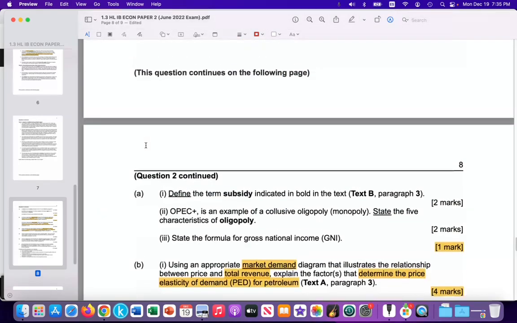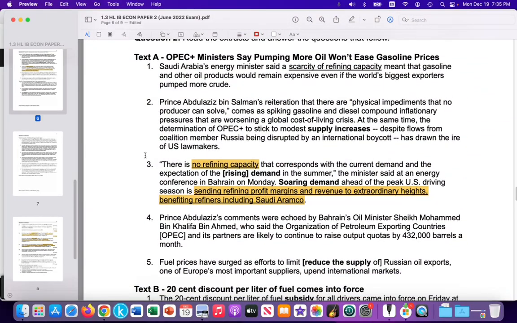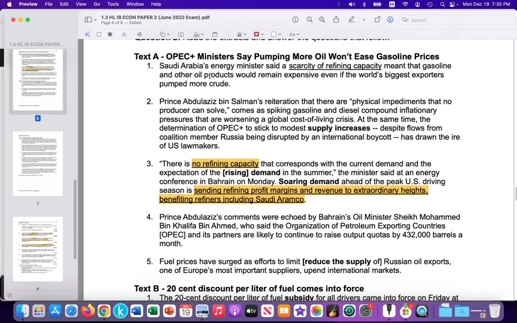So let's go back to that paragraph to understand what's happening. Here we have the article, snippets of that article from Bloomberg. And just to quickly go over, it says Saudi Arabia's energy minister said that scarcity of refining capacity. So there's a lack of capacity to ramp up production. So that's going to mean the supply curve is going to be very inelastic. It goes on to explain here physical impediments that no producer can solve. So there's physical constraints, again, the lack of capacity to increase production, and perhaps the inability to build more infrastructure to produce more in the short run. So thus, supply will be inelastic. At the same time, it determines OPEC plus to stick to modest supply.